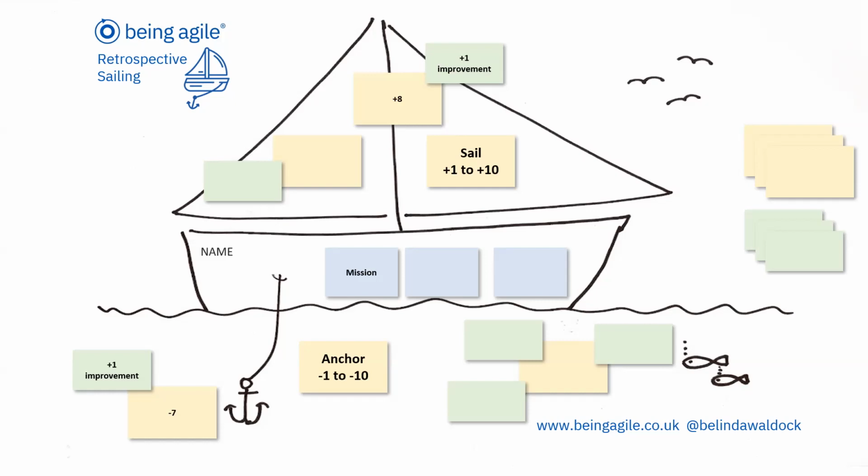Equally, what could we do with our sails? How could we turn that +8 into a +9? Here you can see this anchor has 3 options for +1 improvements that we can take forward. This really helps the team to identify simple ways that we can raise those sails and raise those anchors that we can potentially take forward as a team, helping our boat to go faster, better, and in a better direction.